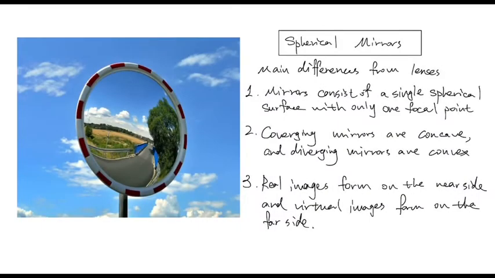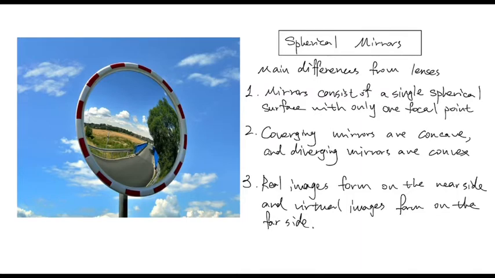Next, let's talk about spherical mirrors. Spherical mirrors are simply small sections of a single sphere that have a reflective surface, as we talked about before. For concave mirrors, the reflective surface is the inside surface. For convex mirrors, it is the outside surface.